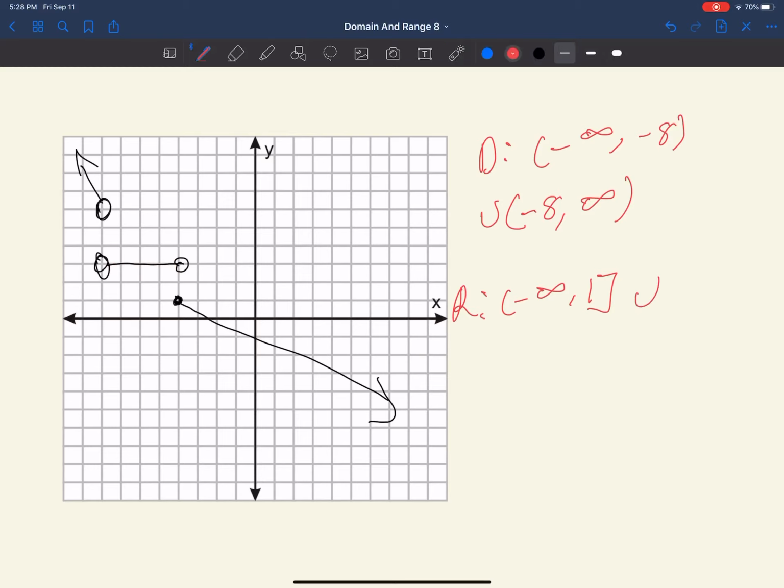So I'm going to say union, which means and. So this is part of my range, and this is also part of my range, which is just 3, starts at 3, ends at 3, and then it goes up to 6. 6 is not included, going all the way to infinity, which will be the last piece of my graph.